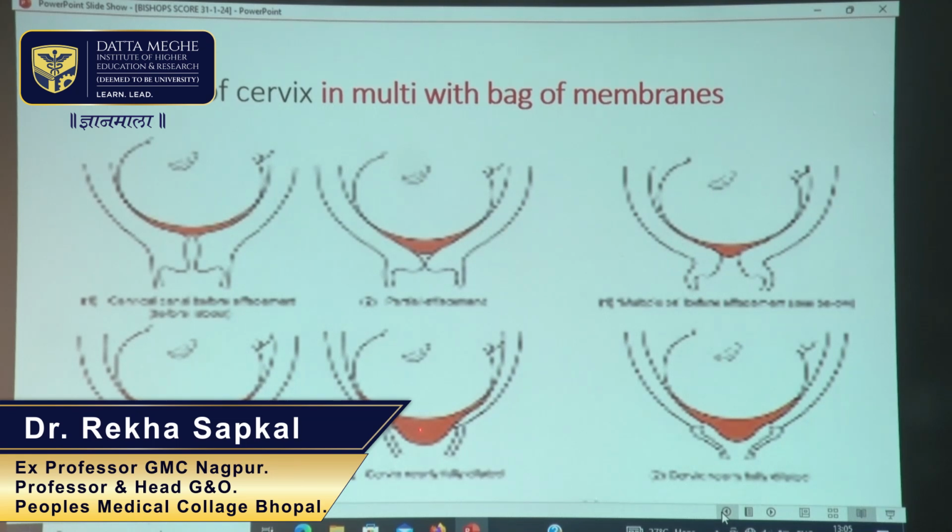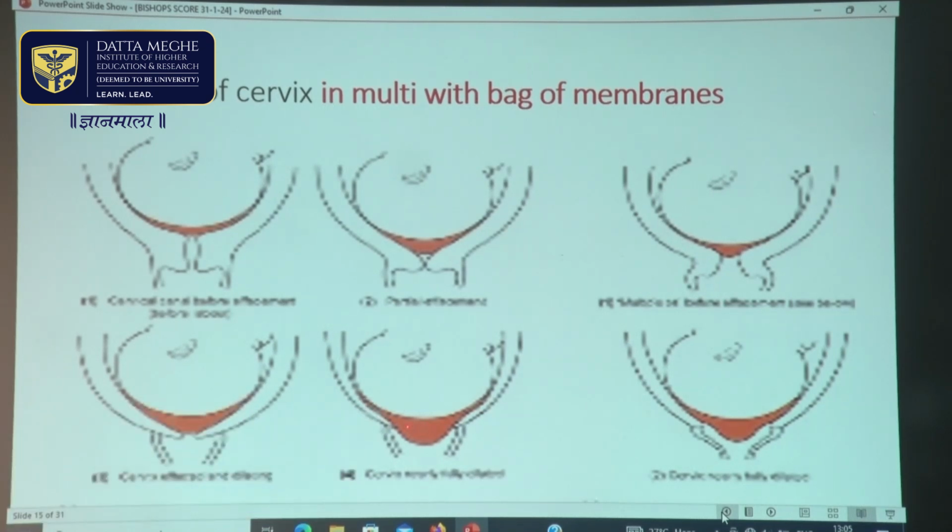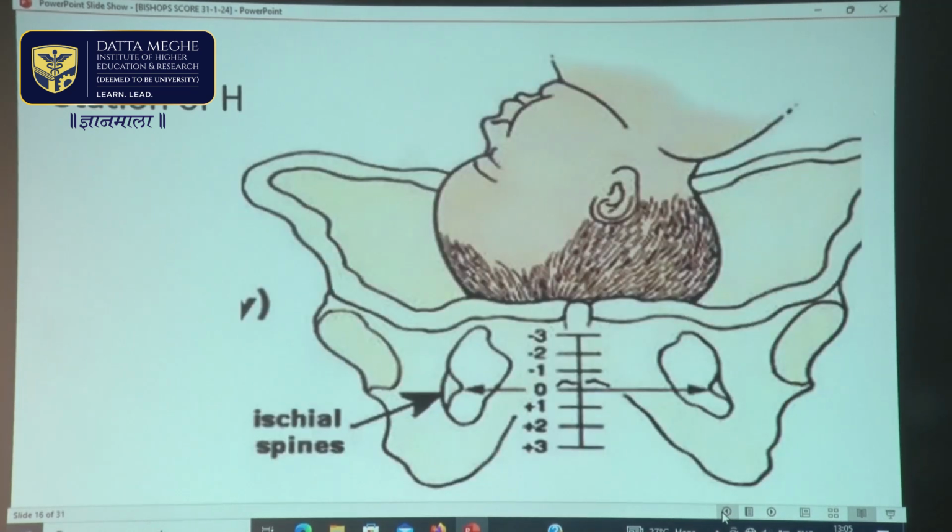So, this is the shape of the bag of membranes in normal vertex presentation with well fitting presenting part, and this is the elongated bag of membranes in cases of abnormal position like occipito-posterior position.